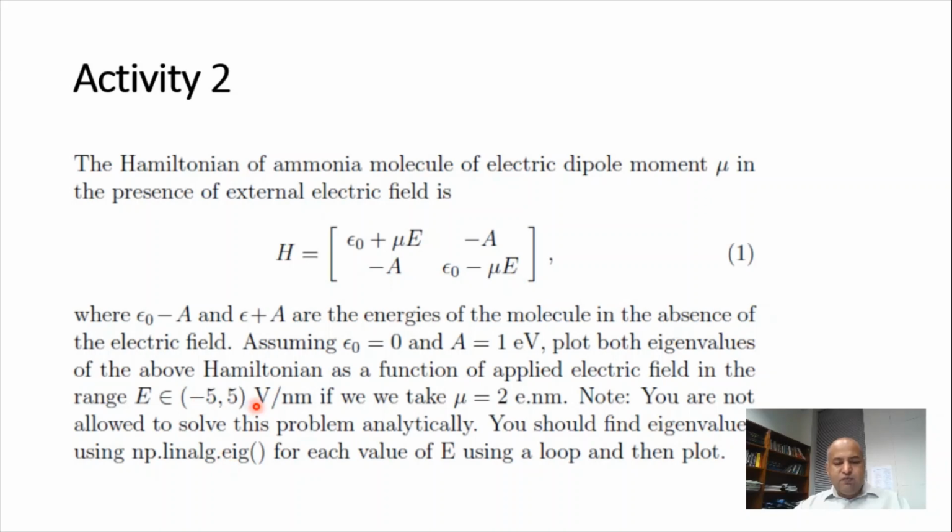What you can do is maybe implement a loop over E, where E goes from minus 5 to 5 with some very small interval, and then at each iteration, you use this np.linalg.eig function for computing eigenvalues, and then pick those eigenvalues out of the arrays that are given by this function, and then at the end plot them.